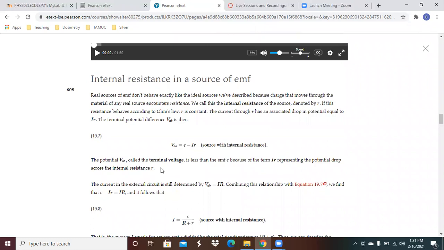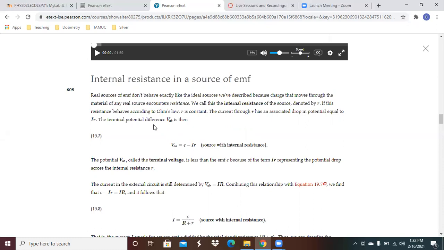So real sources of EMF don't behave exactly like the ideal sources because charge that moves through the material of any real source encounters resistance. And for this particular case, for the EMF, we're going to call that the internal resistance of the source, and we're going to define that with a little r. If this resistance behaves according to Ohm's law, then r is going to be constant. The current through that has an associated drop in potential equal to I times little r.